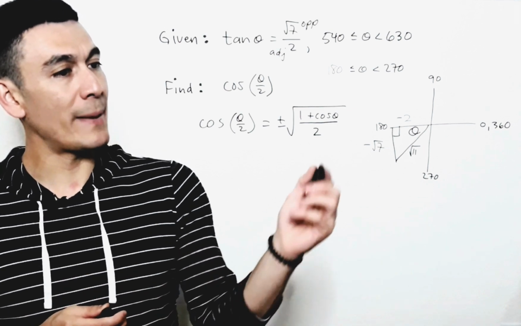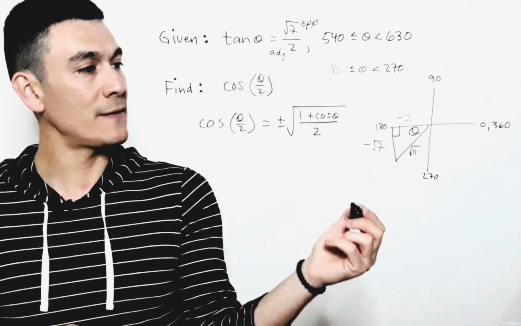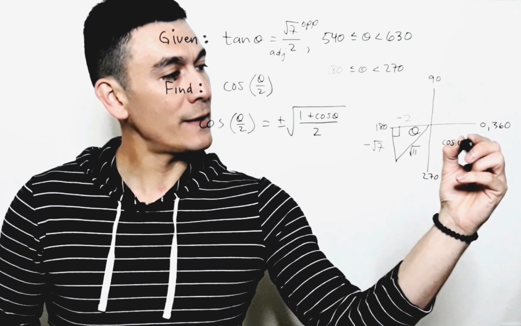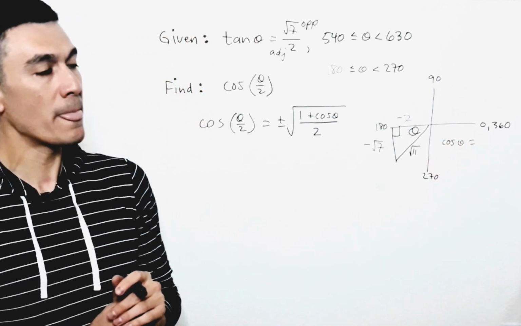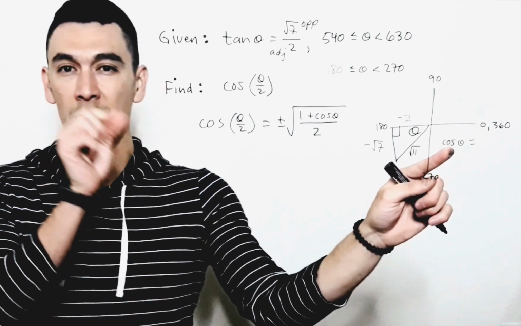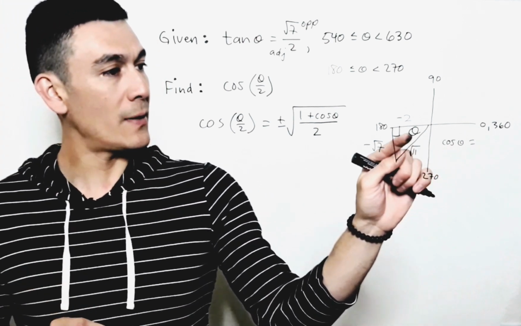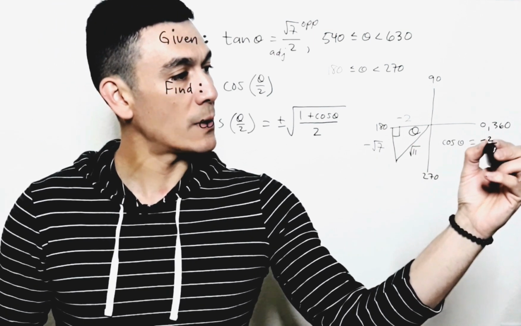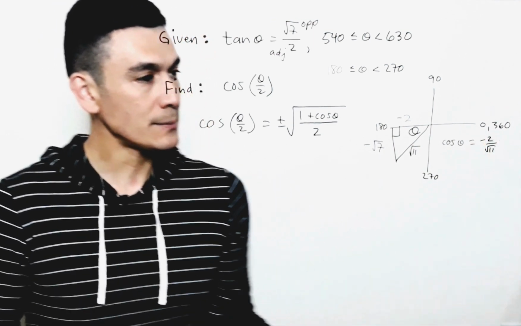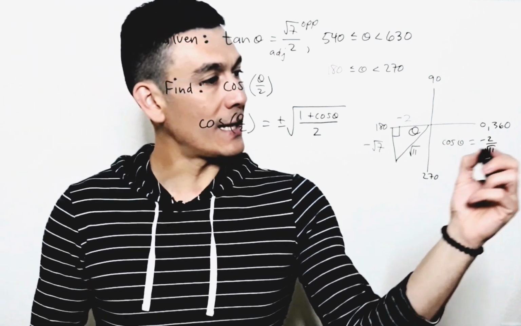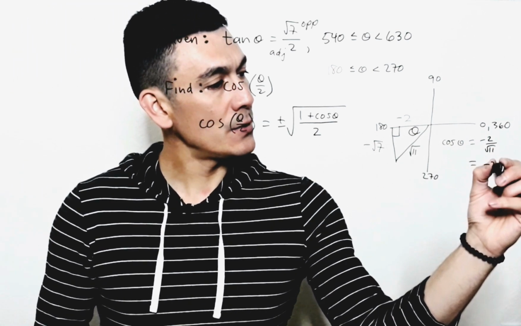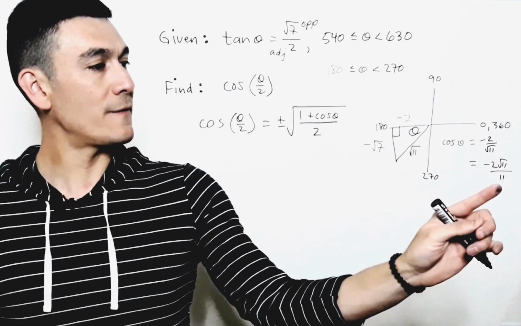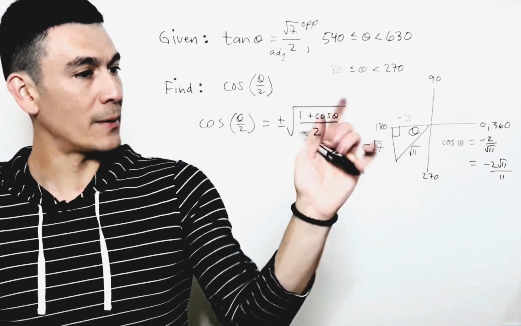Now from there, let's go back to the main problem. I want the cosine of theta. As a quick calculation, cosine is adjacent over hypotenuse. So adjacent would be this, hypotenuse would be that, so that's negative 2 over square root of 11. And if you were to rationalize this, that would be negative 2 square root of 11 over 11. So this is the value of cosine theta, which can get replaced right there.